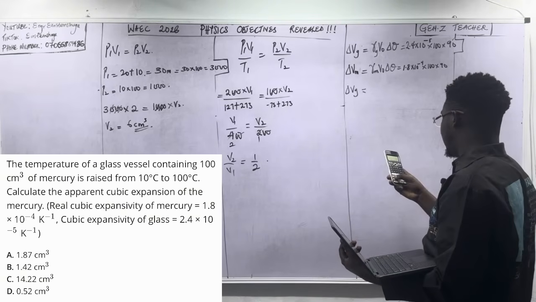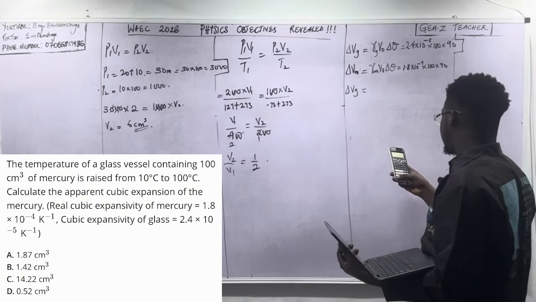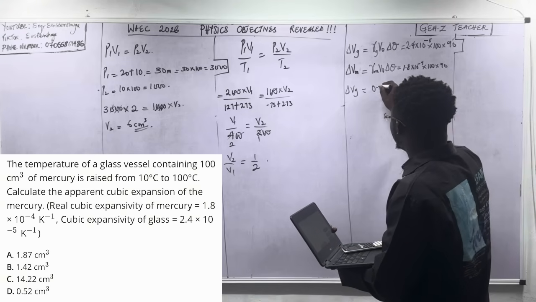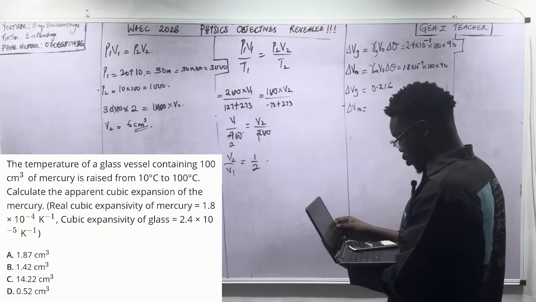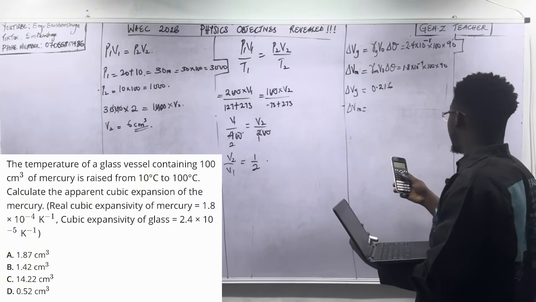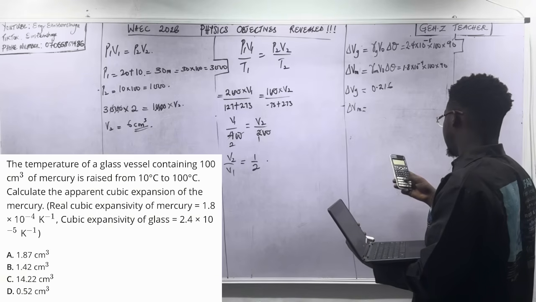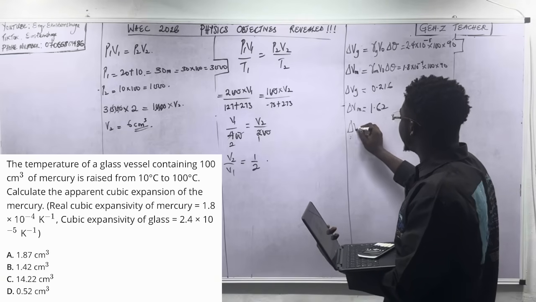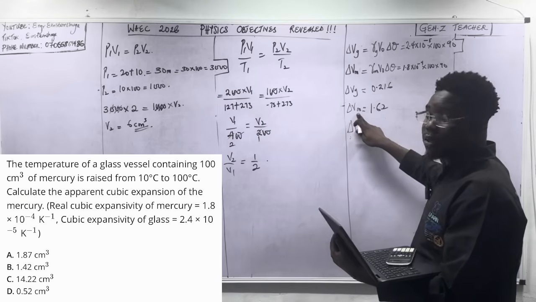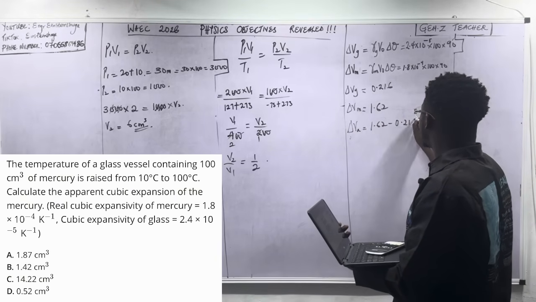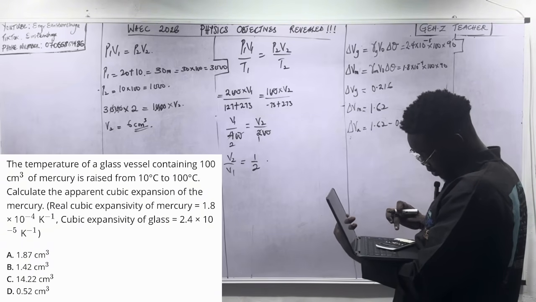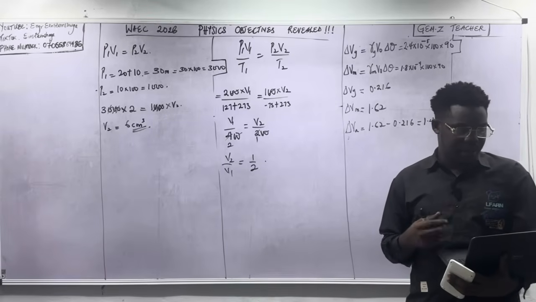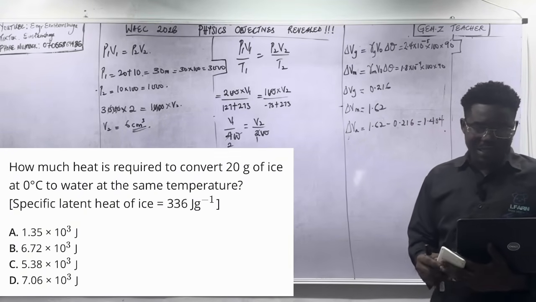For the glass we have 2.4 times 10 to the power of minus 5 times 100 times 90. We have 0.216 for the glass. Then for the mercury, we have 1.8 times 10 to the power of minus 4 times 100 times 90, which gives 1.62. Now quickly, the apparent expansion is going to be the one for the mercury minus the one for the glass. So 1.62 minus 0.216, and the answer should be 1.404.